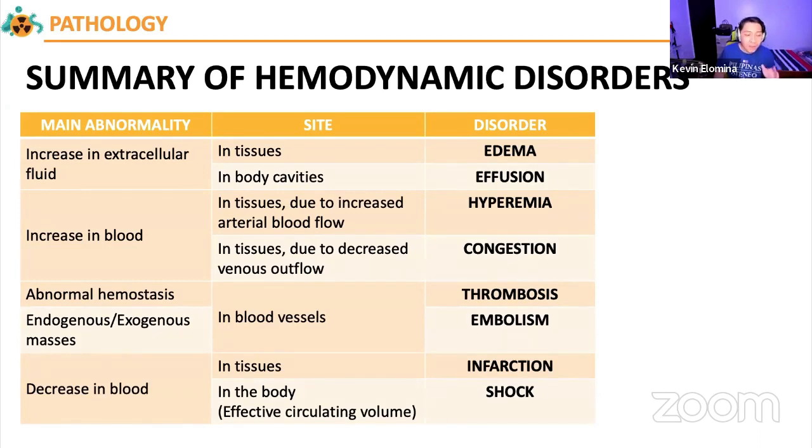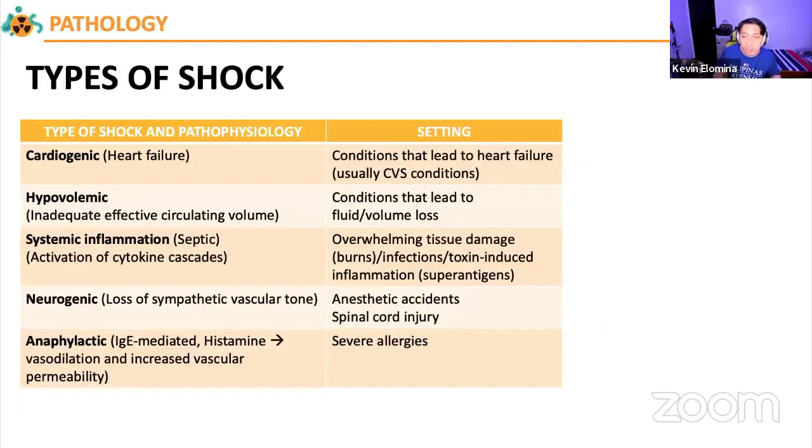Okay? If you have decrease in blood in tissues, that is your infarction. Remember your myocardial infarction. Walang dumadaloy na dugo dun sa isang part ng heart, no? But if that occurs in the body, if you have decreased effective circulating volume, that is what you call your shock. Now, concentrating on shock, we have 5 types, no?